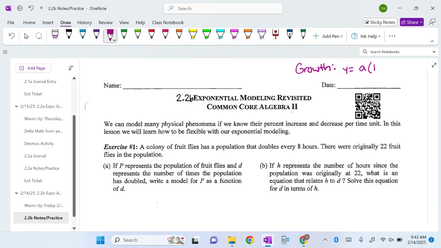So it's y equals a, or you may see it as p for principal, 1 plus r raised to the t power. And decay is the exact opposite. So it would be y is equal to p times 1 minus r to the t power, where p is your initial value or your principal, r is your rate of increase or decrease, and t is your time.